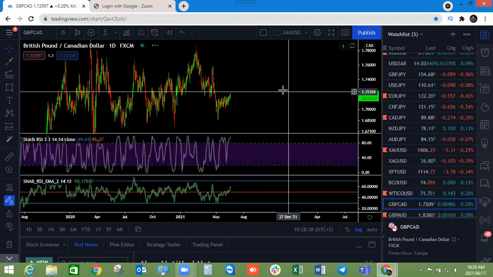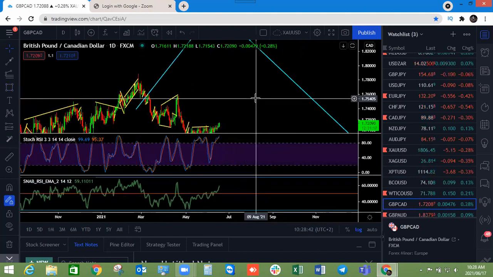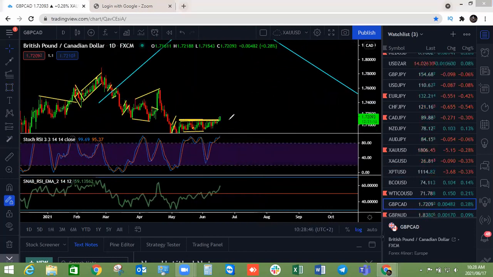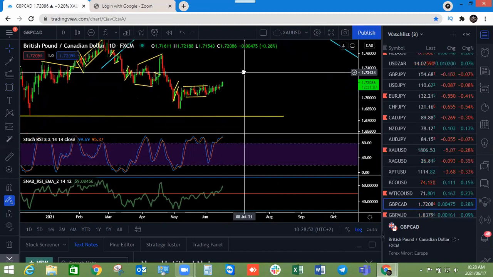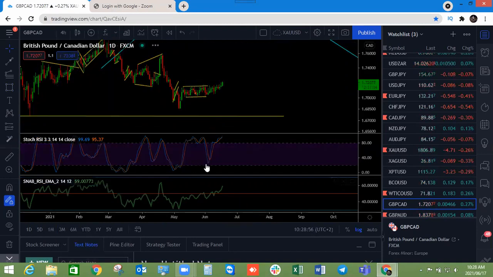Pound CAD has confirmed the move to the upside. It has broken above that. We're going to look for this to go to around the 74 area. Let's go to the lower time frame and see if there's a setup where you could put in a tighter stop for that.